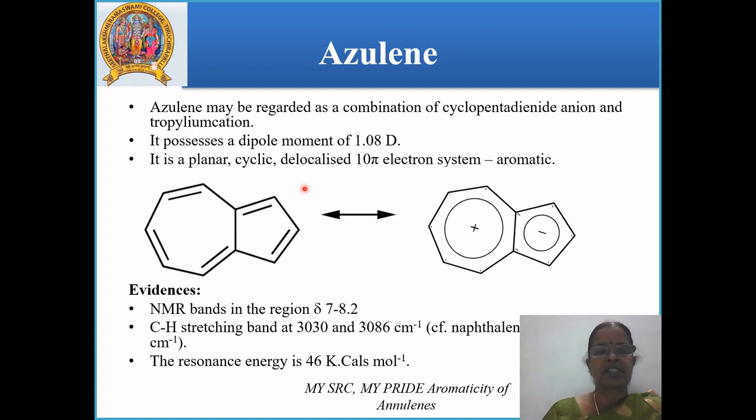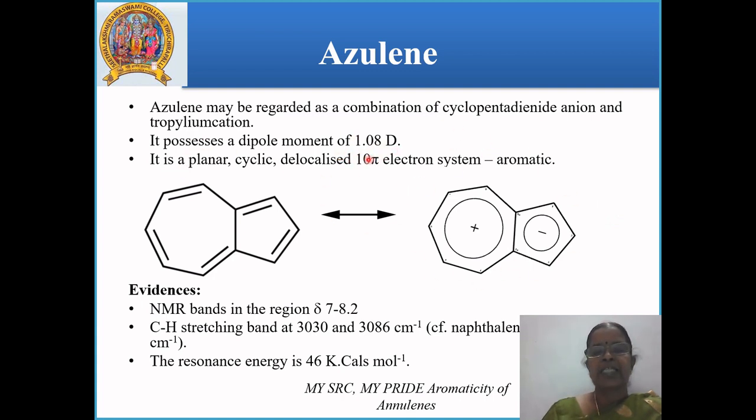Azulene is another system. These are all non-benzenoid aromatic compounds. It is a 10 pi electron system. Even though this structure appears as a neutral structure, the actual structure consists of a cyclopentadienyl anion and a cycloheptatrienyl cation. Both are aromatic. So the whole system is aromatic.